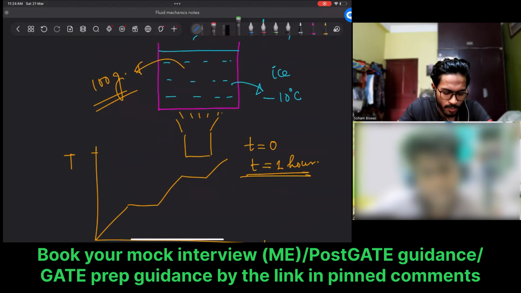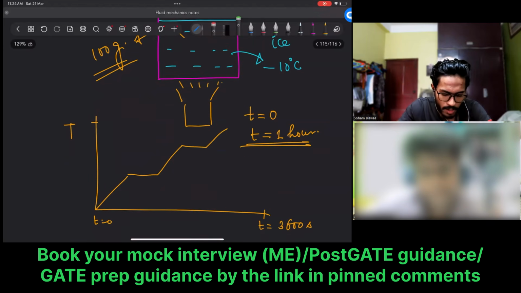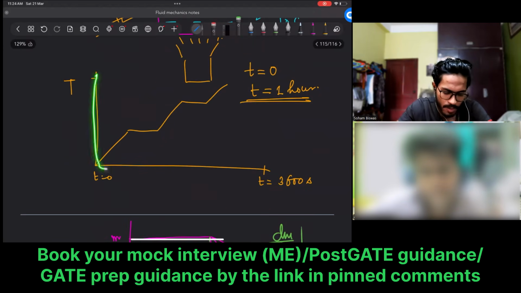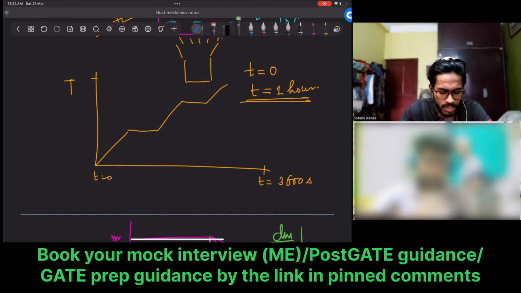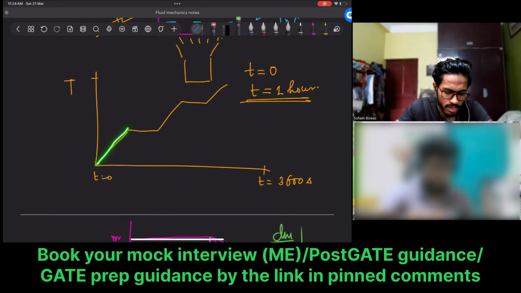Now you see that in this question, you have drawn this T versus time curve again almost correctly, but you have to be very careful about the slopes of these curves, because they are very particular about these things. They are making you draw the graphs. In the graphs, the slope of the curve is the most important thing. So you have to be very careful about the slope.